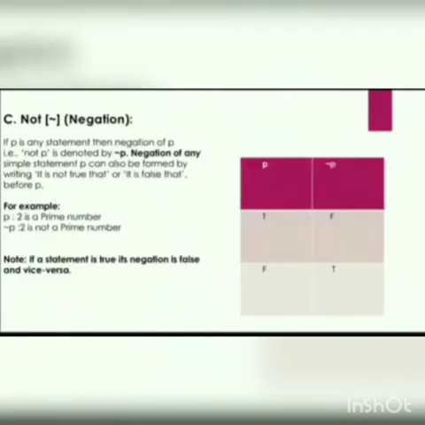Third logical connective is not, or negation. If P is any statement, then negation of P, that is not P, is denoted by the given symbol. Negation of any simple statement P can also be found by writing it is not true that or it is false that before P. For example, P is a prime number. Negation for the statement can be P is not a prime number or it is not true that P is a prime number. If statement P is true, then the negation of the statement will always be false. And if the statement P is false, then the negation of statement P will always be true.